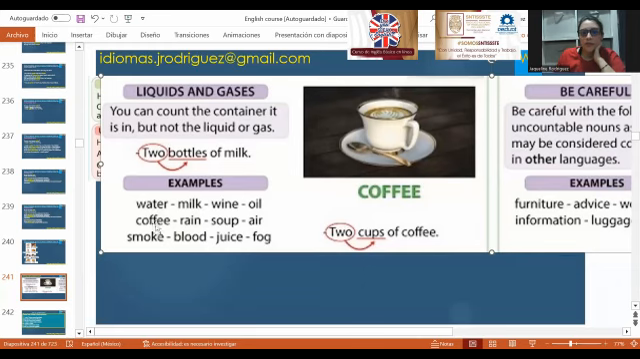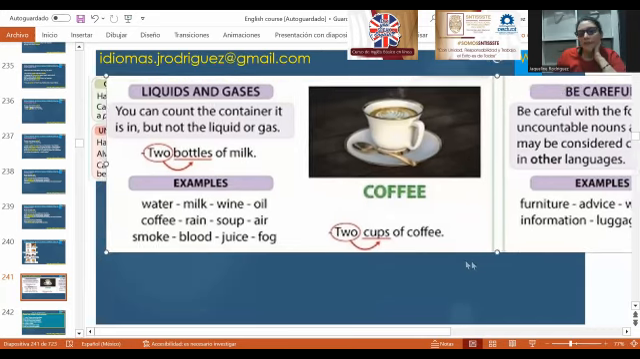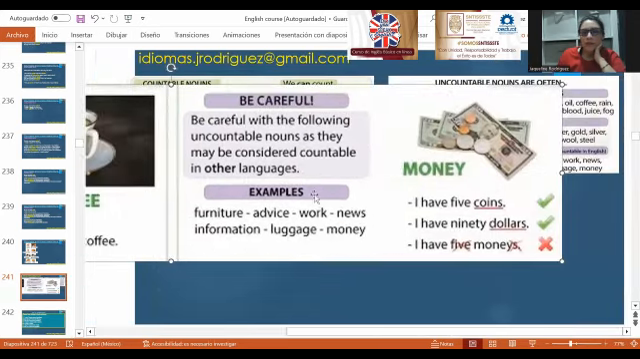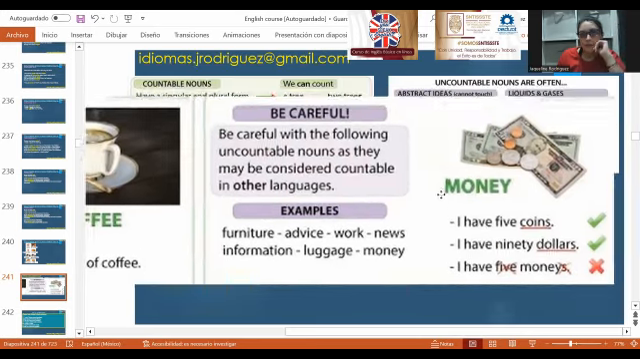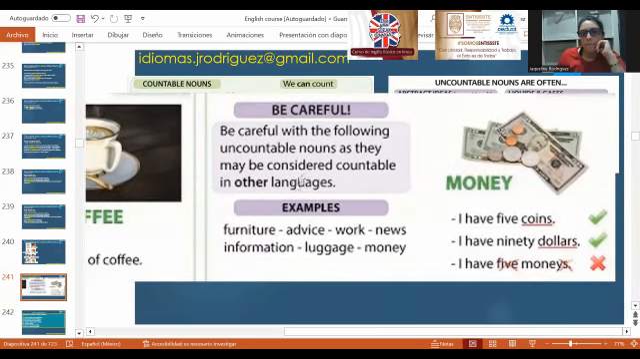¿Va? So, here we have some other examples of liquid and gases, right? Fog. Do you understand fog? Neblina, ¿no? Gas. Juice, blood, smoke, humo, coffee, blood, sangre, ¿no? If you have any doubts, please tell me. And also, be careful. Be careful with the following uncountable nouns as they might be considered countable in other languages. In other languages, not especially in Spanish, okay? Puede ser que los consideren contable en otros idiomas, ¿no? No específicamente en español. So, like furniture, advice, work, news, information, luggage, money.